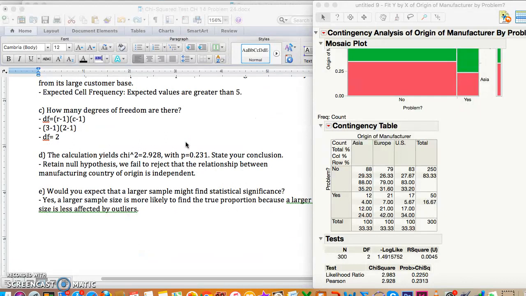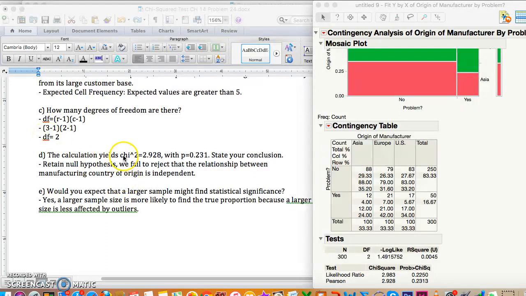Now I find the number of degrees of freedom, which is rows minus 1 times columns minus 1. There are 3 categories here and 2 categories here, so 3 minus 1, then 2 minus 1, and then you get a total of 2 degrees of freedom.